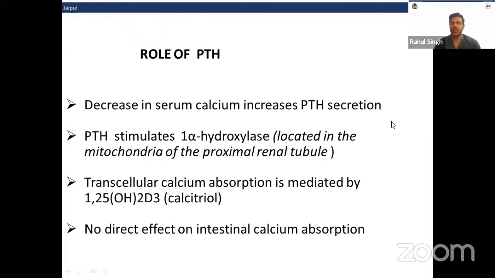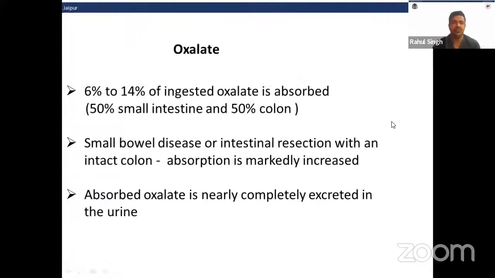Role of parathormone in calcium metabolism. A decrease in serum calcium increases parathormone secretion. Parathormone stimulates 1-alpha-hydroxylase, which is located in the mitochondria of the proximal convoluted tubule. Transcellular calcium absorption is mediated by calcitriol. Parathormone has no direct effect on intestinal calcium absorption.